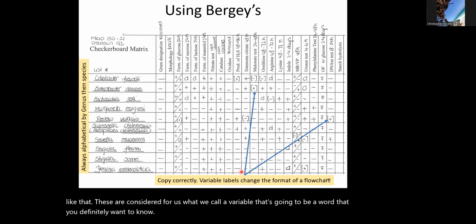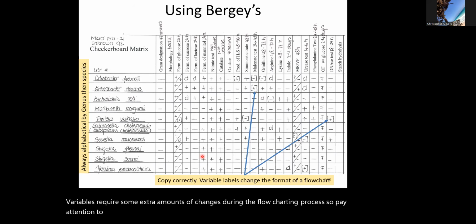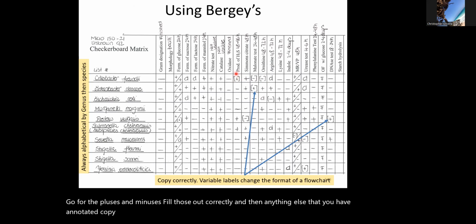Variables require some extra amounts of changes during the flowcharting process. So pay attention to it very, very carefully. Okay. So go for the pluses and minuses, fill those out correctly. And then anything else that you have, annotate it, copy it correctly, and remind yourself, these are variable data. All right. I'll explain what that means.